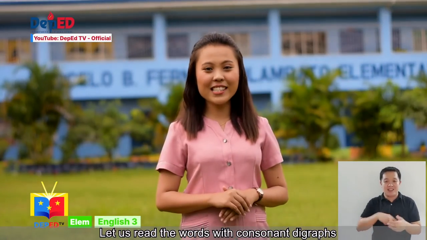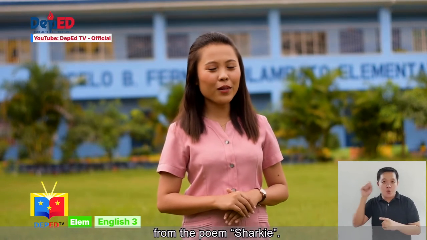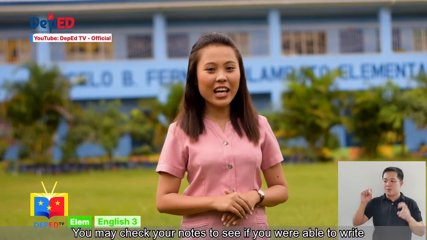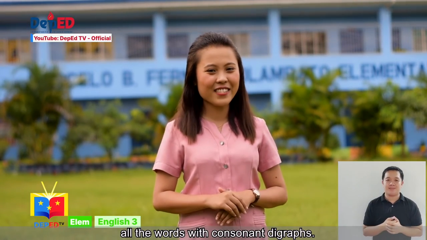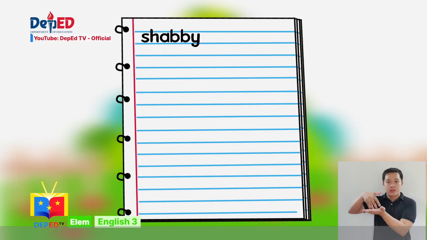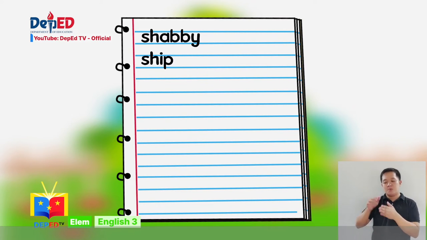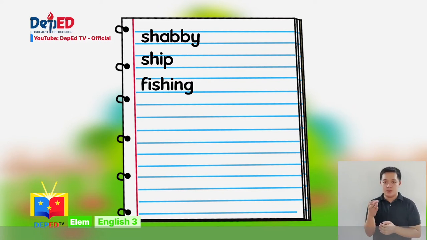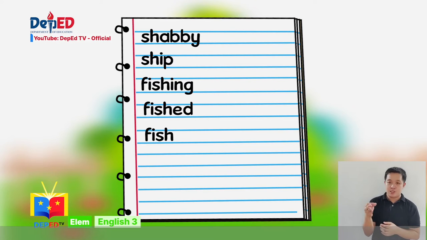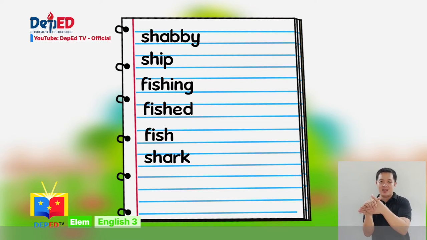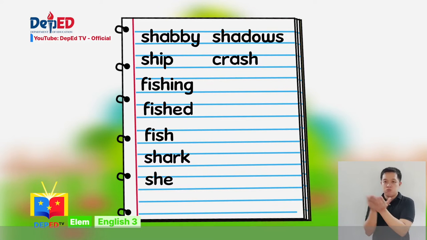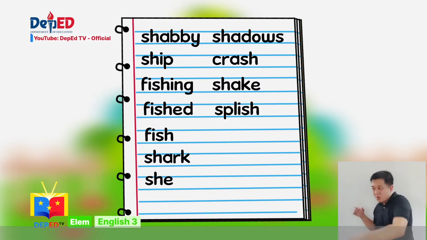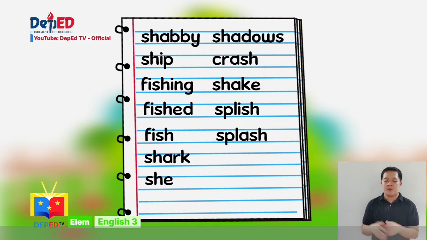Let us read the words with consonant digraphs from the poem Sharky. You may check your notes to see if you were able to write all the words with consonant digraphs. Shabby, ship, fishing, fished, fish, shark, she, shadows, crash, shake, splish, splash, finished.